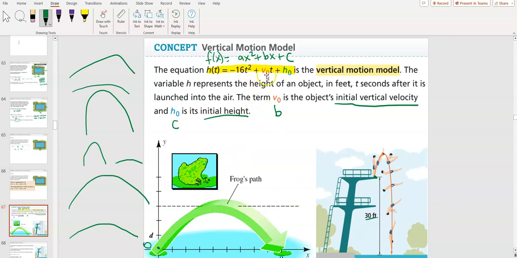And like I said, you need to write down that B is the same as the initial vertical velocity, and C gives your initial height.